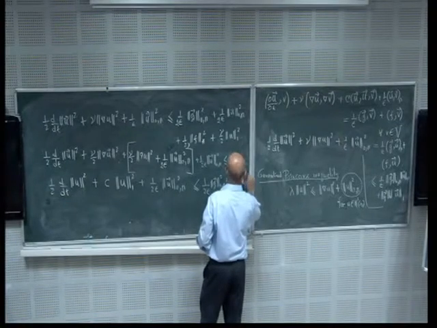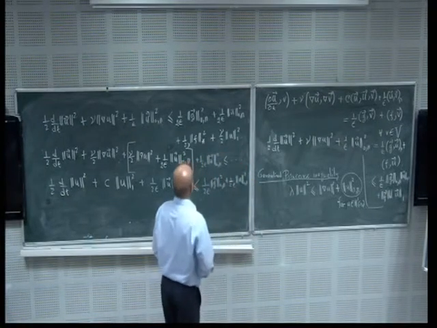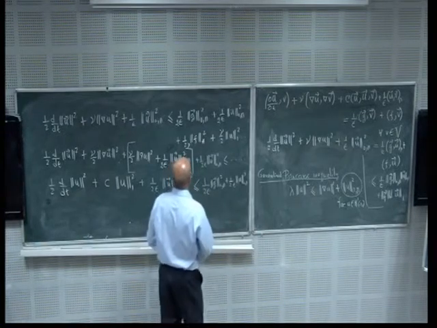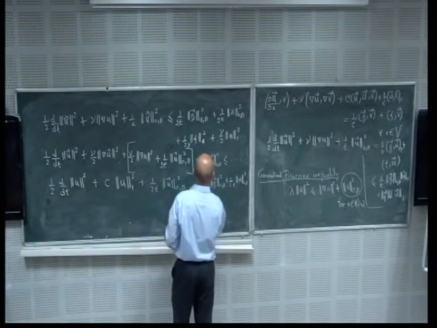You go and prove with the same ideas. To prove the normal Poincare inequality, you set that term to zero. You keep it.